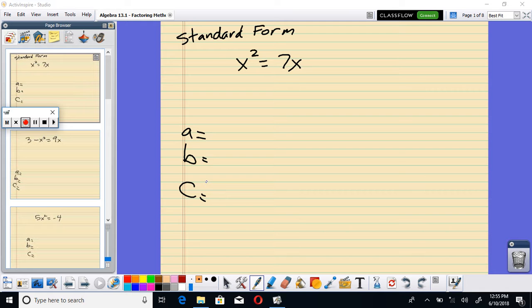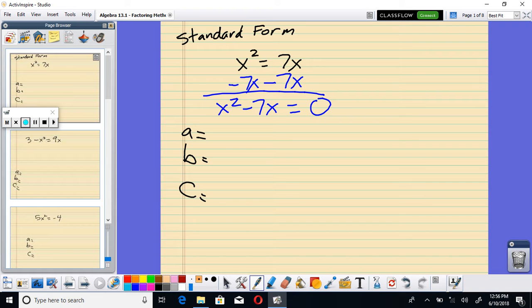The first thing you need to be able to do with the factoring method is to get it into standard form. What I mean by that is what we did before. You need to get 0 on one side. Preferably, the square term needs to be positive. So, if we try to get 0 on one side, I would subtract 7x. That'll give us x squared minus 7x is equal to 0.